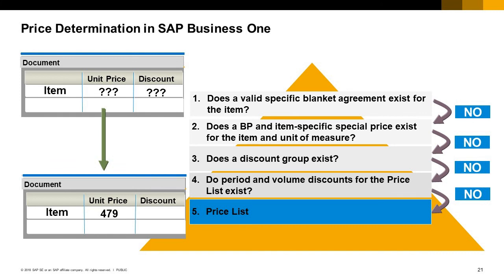If there had been an applicable discount group but no period and volume discount, then the discount would be taken from the discount group and the unit price from the price list.